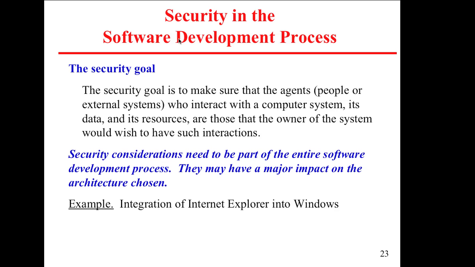And in terms of security, what we're looking at is the goal of keeping things safe. So the security goal is to make sure that the agents, people who are using the system, who interact with the computer system, the data, the resources, the owner of the system, are basically the people who are authorized to do so and you wish to have those interactions. So it needs to be considered as part of the entire software development process. And the reason why it gets mentioned in here along with testing is that people wait until the very last minute to implement security.